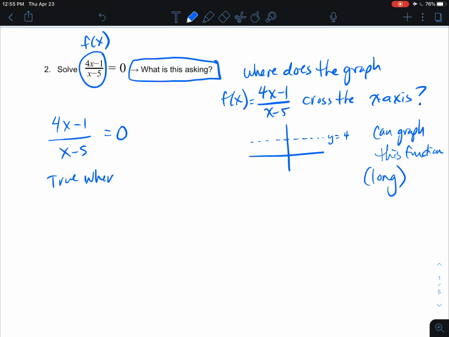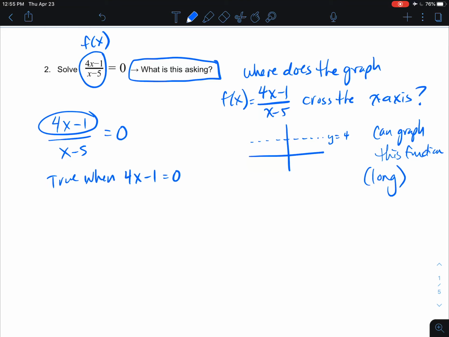So from here we can conclude that this statement is true when the numerator is 0. Okay, we really only have to consider the numerator, because that's the only way that we could get 0 as an answer here. So the denominator's there. It's an important part of this problem, but it's not relevant just for this algebraic question of when is that equal to 0.